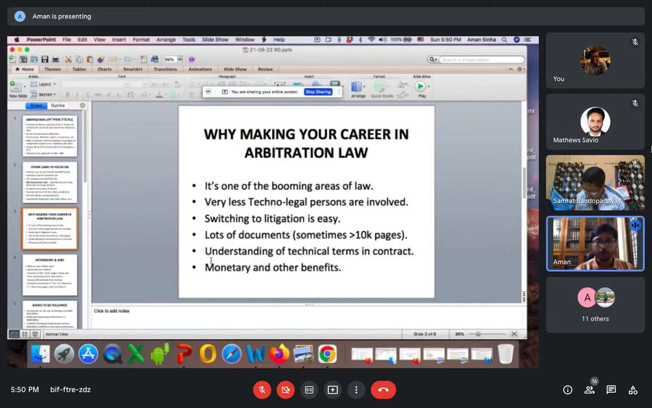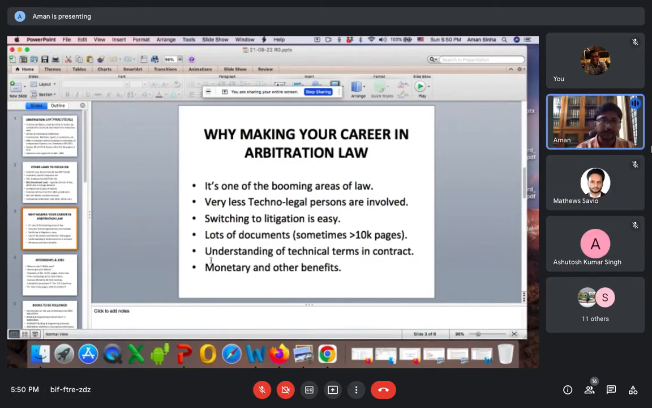Like even though COVID happened, arbitration as such was not impacted in that way, because it's a private matter between private parties. So as such, there was no influence of COVID or anything. In terms of that, you will not be sitting at home.